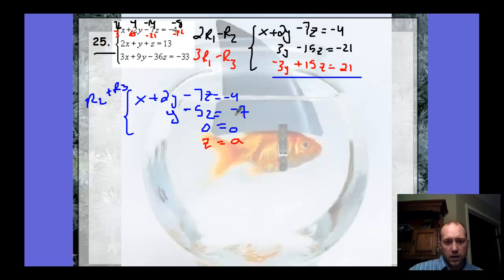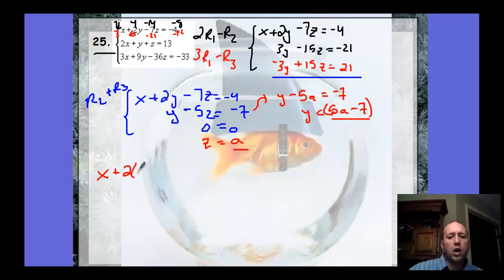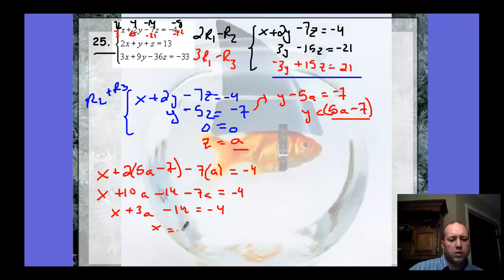So if z is a, in the second equation then, you get y minus 5a equals -7. So then y equals 5a minus 7. So that's what y would be. And I could plug both a and 5a minus 7 into the first equation. So x plus 2 times y, and y is 5a minus 7, minus 7 times z, which is a, equals -4. And then I can simplify this. So we find x is -3a plus 10.